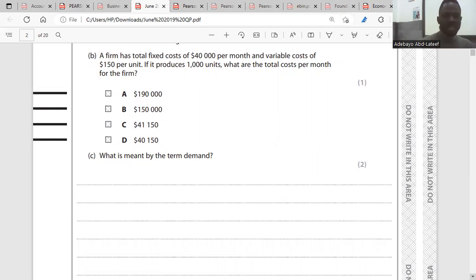What is demand? Demand is the quantity of goods and services consumers are willing to buy at a given price and time. That is demand. The quantity or the amount of goods or services consumers are willing and able to buy at a given price and time. Is it clear? Yes. We'll move on to question C. Now D.